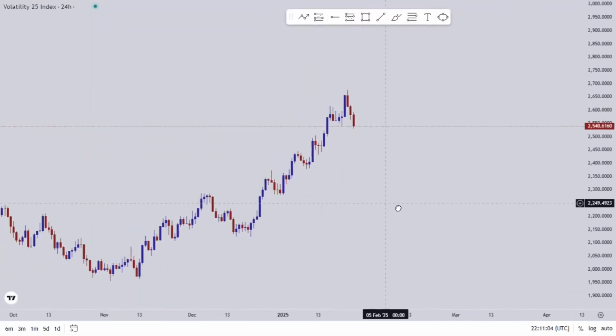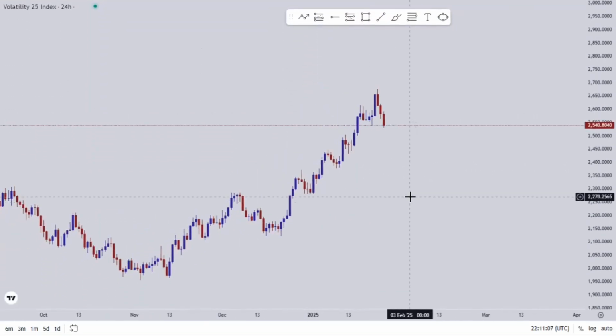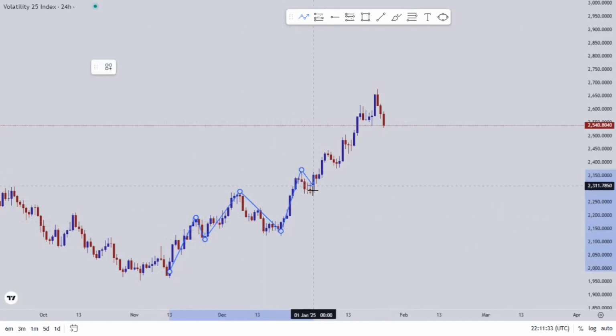All right, before you here is a daily time frame of the Volatility 25 Index. And we have a trending market, in this case an uptrend. You can see that the market is pretty much trending up: an impulsive leg, a corrective leg, an impulsive leg, a corrective leg, continuing in this way, impulsive leg, corrective leg, impulsive leg.